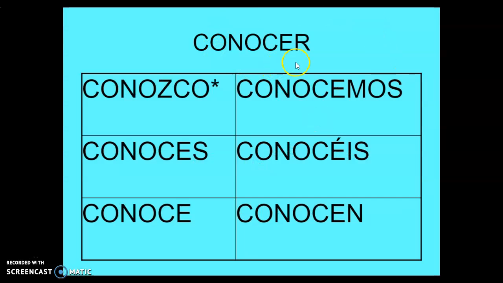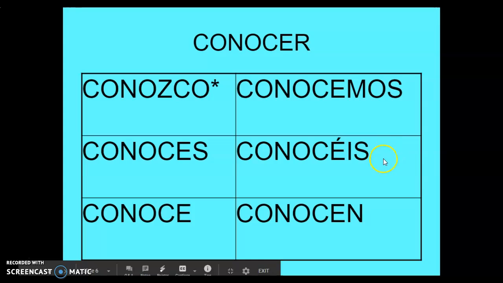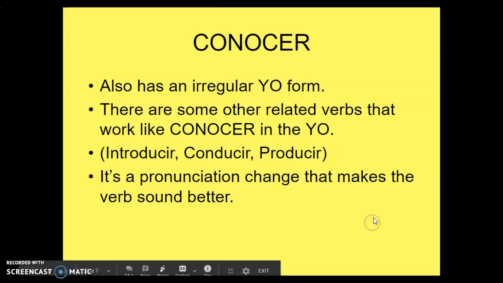So conocer is an ER verb, and it is also irregular in the yo form. It has to be because when a C is followed by an O, it takes the hard K sound, and it would be conoco, which is not the word. So you have to add the Z to make it conozco. Then we have conoces, conoce, conocemos, conocéis, y conocen.